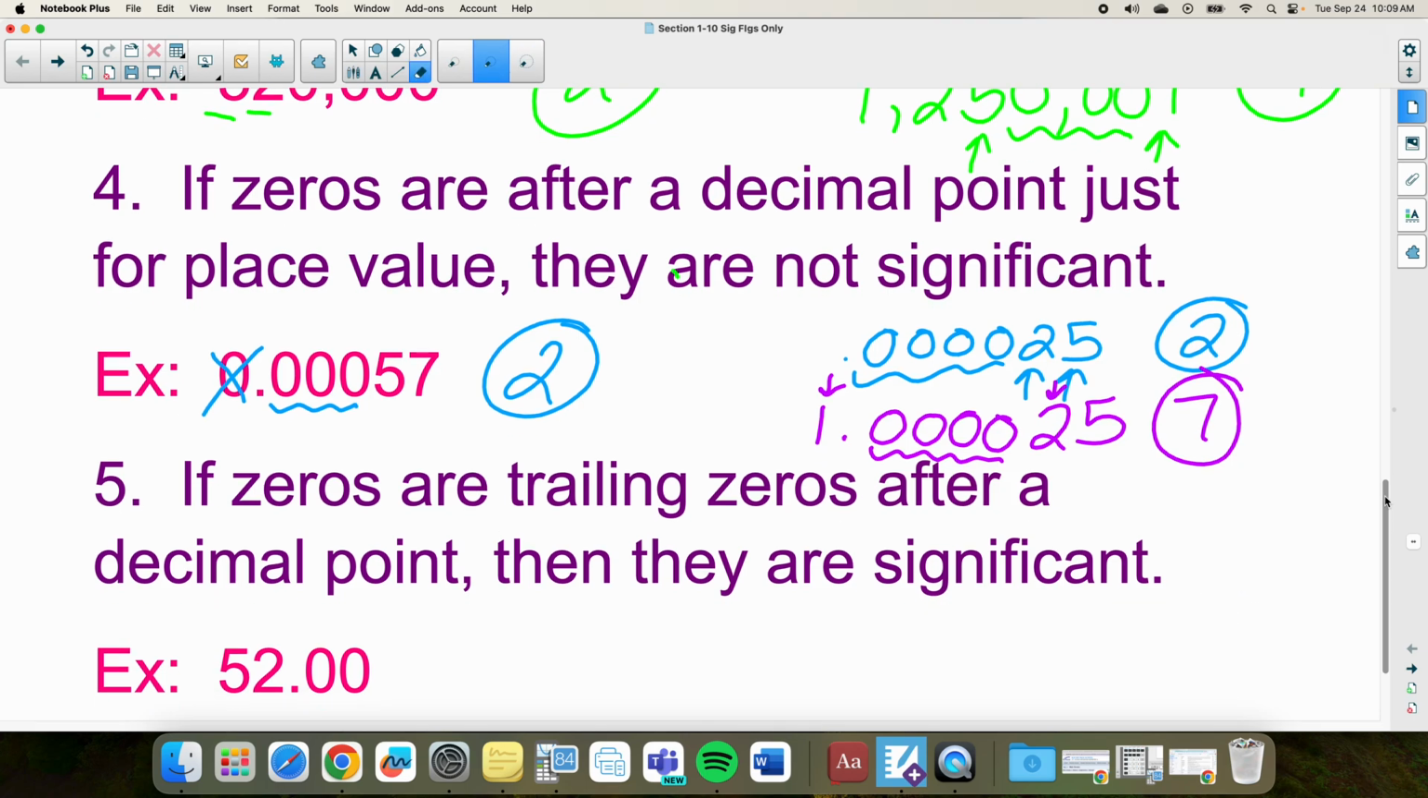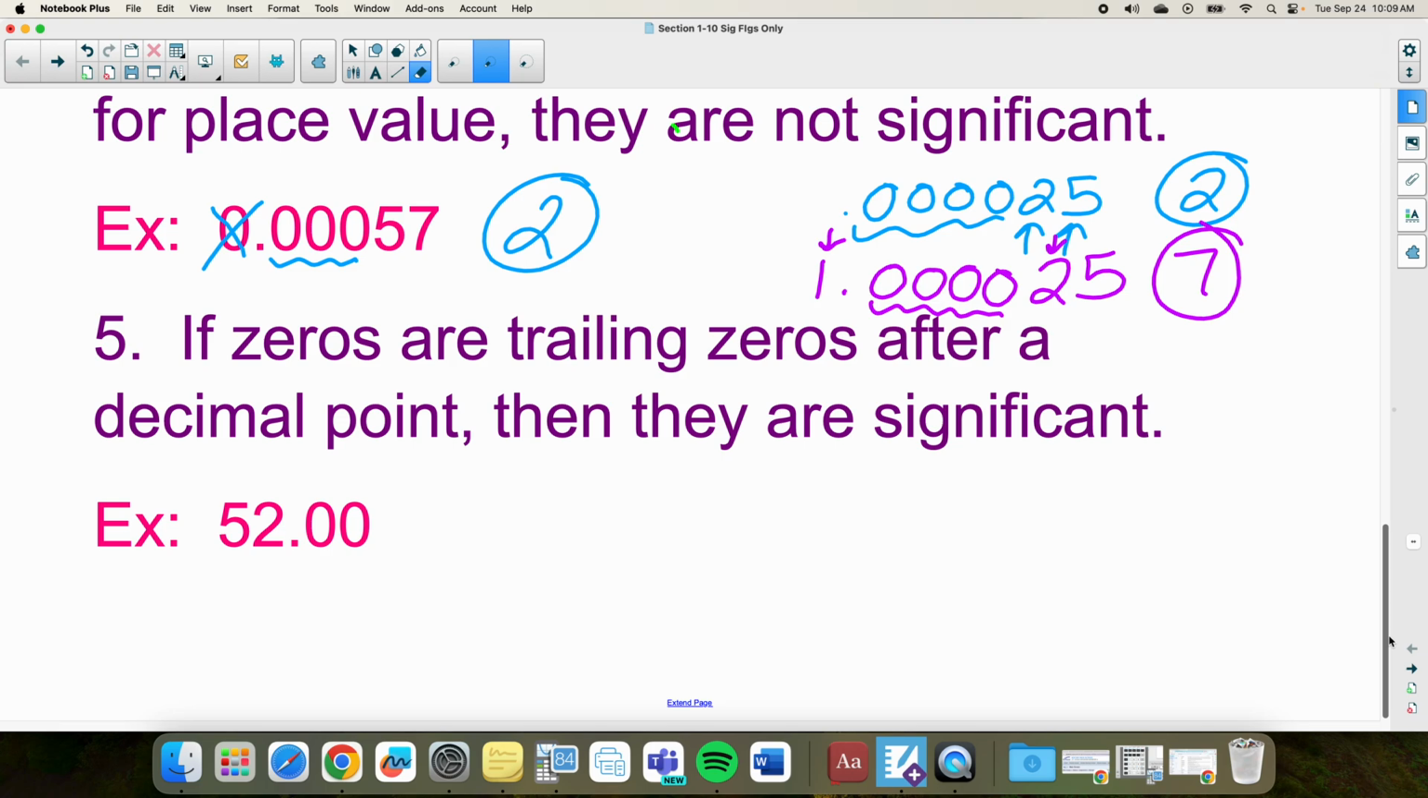Okay, now let's look here. It says if zeros are trailing zeros after a decimal, they are significant. So this is what that means. If I gave you guys a measurement that was 2.560, okay? 2.560. This 0 here is saying that it's accurate or precise to one more measurement, and then we count that 0 as it is significant.